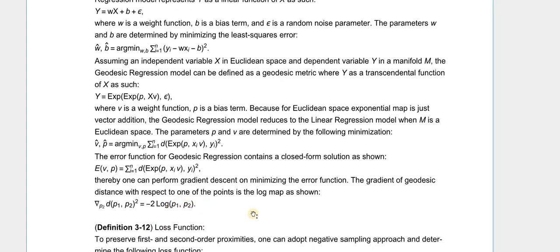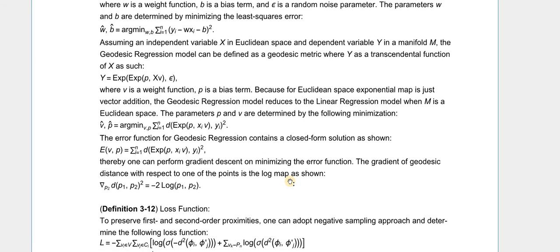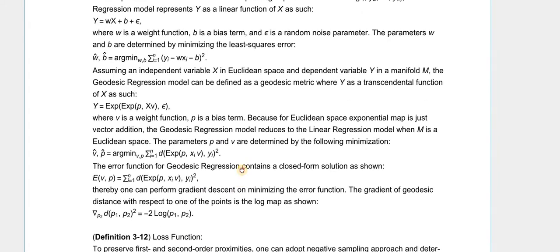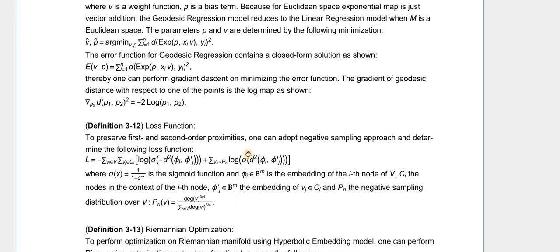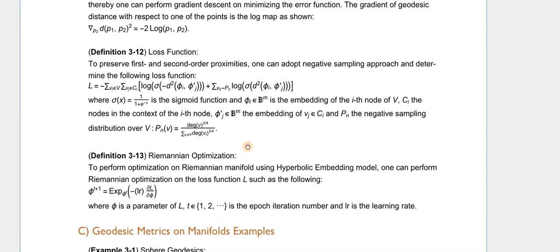In essence, computing the gradients involves computing the log maps. When you do the gradient descent, you first compute the log map, which maps the points from the manifold to the tangent space where you compute your gradients, and you minimize the error. And once it's minimized, you put it back to the manifold space using exponential mapping, and that in essence is geodesic regression. And now let's move on to the embedding.